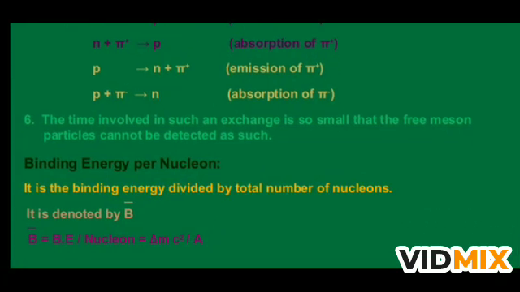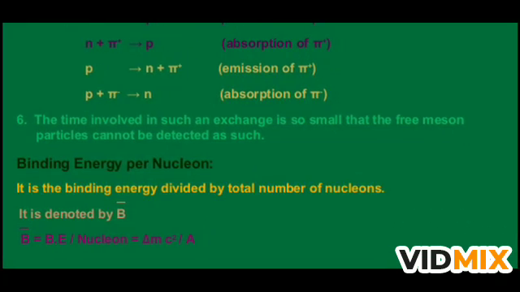Binding energy per nucleon is the binding energy divided by the total number of nucleons. The total number of nucleons means the number of protons plus the number of neutrons. If you divide the binding energy by the total number of nucleons, you get the binding energy per nucleon, denoted by B bar. So B bar equals delta m c square upon A, where A is the total number of nucleons.